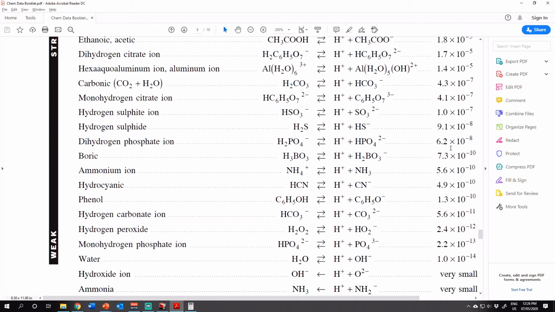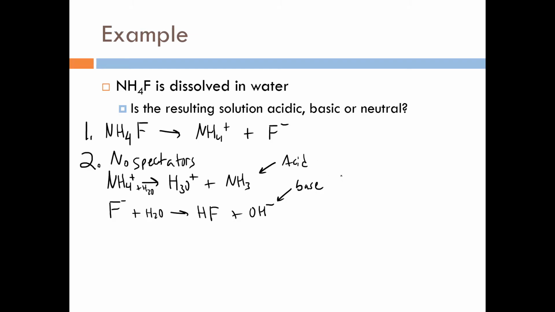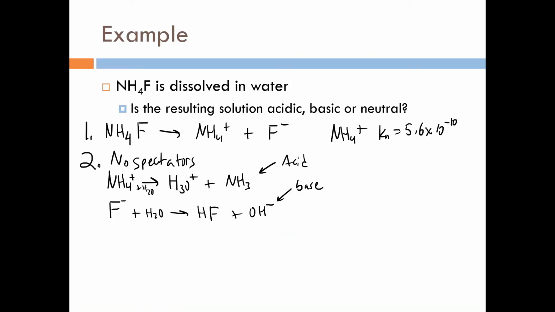So if you remember from our previous example, here's NH4. NH4 actually has a pretty low Ka of 5.6 times 10 to the negative 10. So let's write that down. So NH4+ Ka, 5.6 times 10 to the negative 10. 10 or 11? 10, yeah. So this Ka is kind of small. Now F- is not an acid, so it'll have a Kb of some variety. And much like the previous example, we just have to decide, or have to compare, which one is bigger.